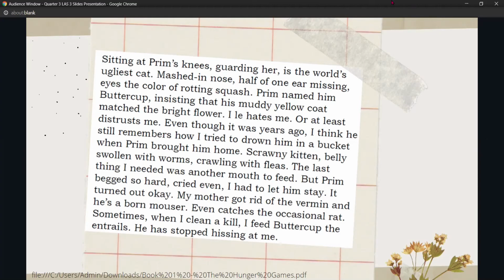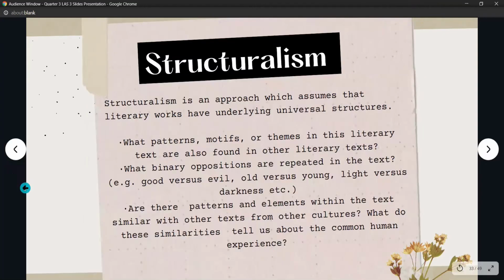The author's word choice, or diction, in describing Buttercup, Prim's pet cat, shows us that life in District 12 is difficult. Katniss and her family's struggle to survive reflects Buttercup's struggle to survive too. If Katniss and her family were rich, Buttercup wouldn't look so ugly and wouldn't have to eat entrails as a meal. Next is structuralism. Structuralism is an approach which assumes that literary works have underlying universal structures.